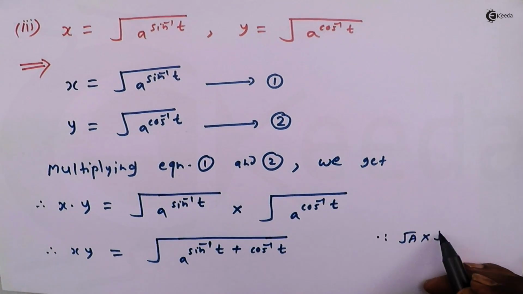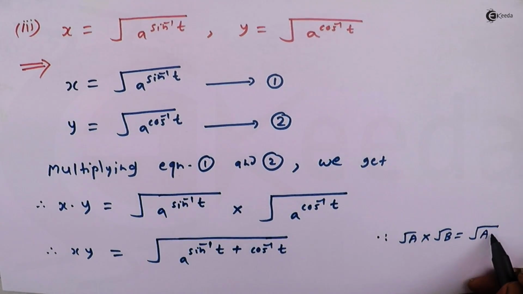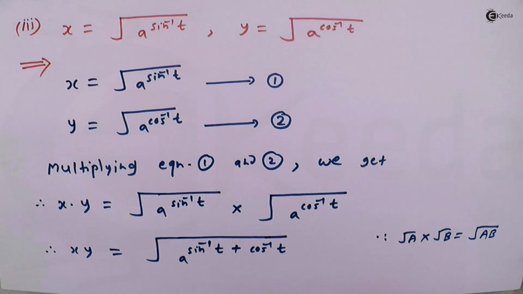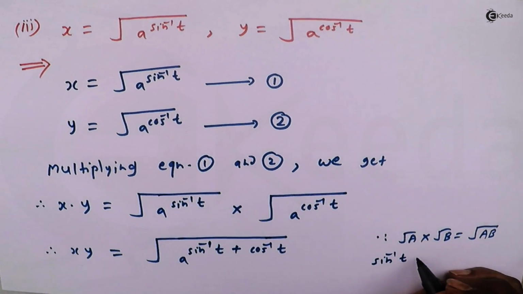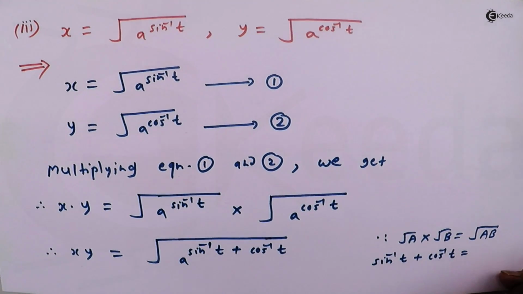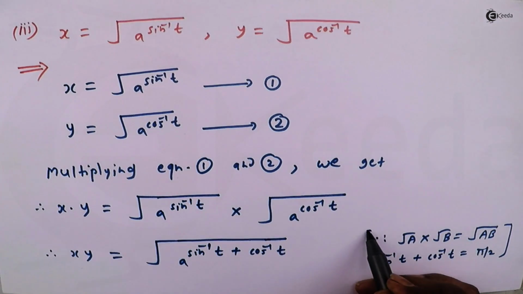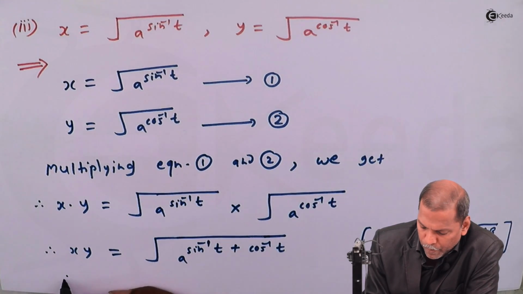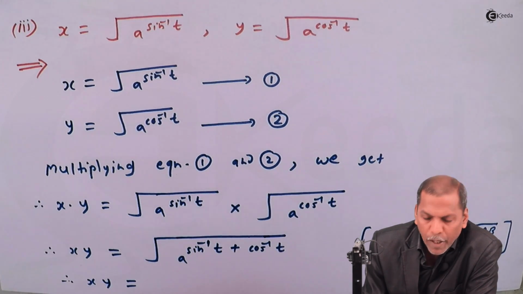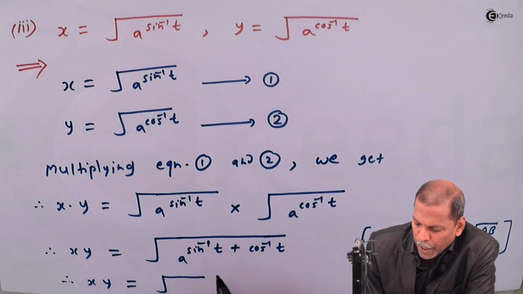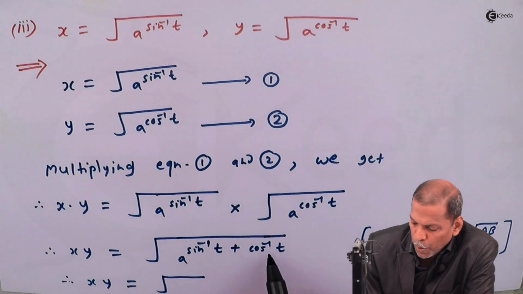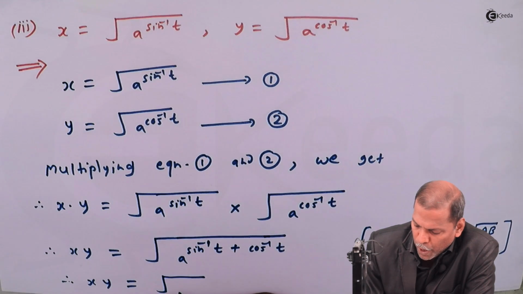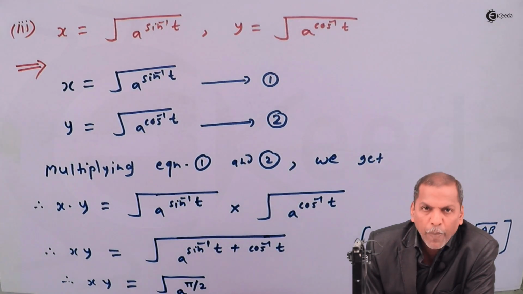Since square root of a into square root of b gives us square root of a into b, and secondly here we apply one more rule based on trigonometric functions, that sine inverse of t plus cos inverse of t is equal to pi by 2. So the next step will be x into y is equal to square root of a raised sine inverse t plus cos inverse t, so that gives us pi by 2. So we have square root of a raised pi by 2.